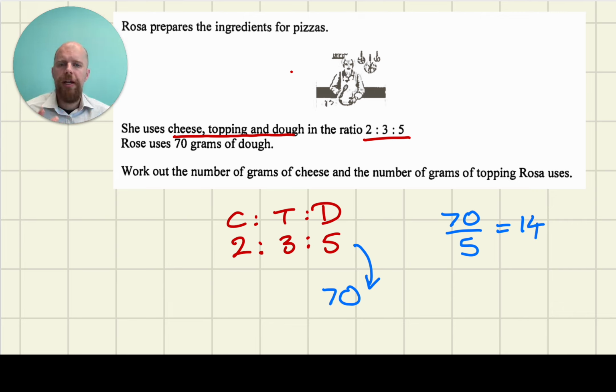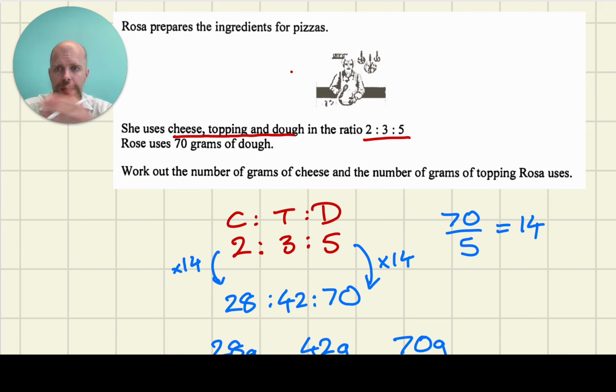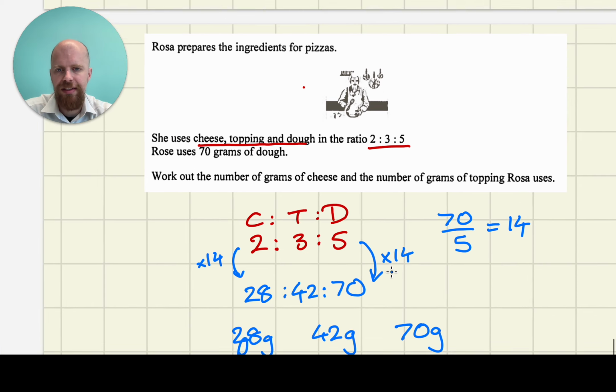So I'm multiplying my ratio by 14. I'm going to take this and times everything by 14. 2 times 14 is 28. 3 times 14 is 42. And 5 times 14 is obviously 70. That means that she uses 28 grams of cheese, 42 grams of topping, and 70 grams of dough, remembering that ratio is given respectively. So cheese is the first one, topping is the second one, dough is the third one.